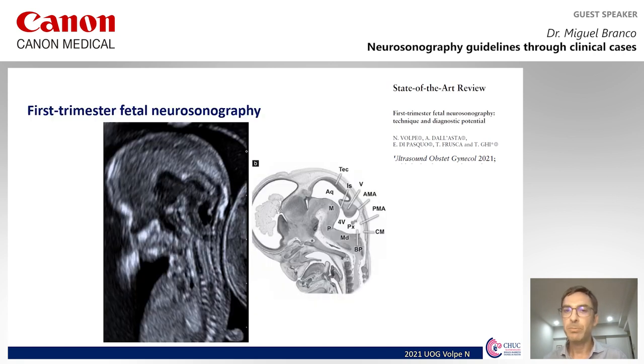If we have the possibility to have a direct posterior approach of the posterior fossa in the first trimester, we will have a detailed evaluation of it with the aqueduct, the choroid plexus, and the fourth ventricle. The choroid plexus is this tiny thing here, the Z-shaped brainstem, the anterior membranous area, the posterior membranous area, and the black pouch space.